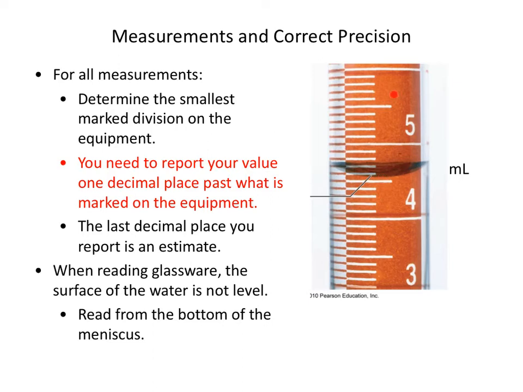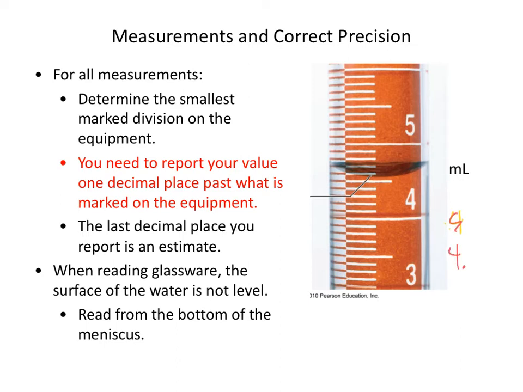And so if I was going to read this particular graduated cylinder, the markings are in milliliters, and so these big lines are milliliters. I have 4 milliliters, 5 milliliters, 6 milliliters, and so these smaller lines represent tenths of a milliliter. So because the tenth of a milliliter is marked, I should record one past that. So I should record my value to hundredths of milliliters. And so we can be sure about the ones place and the tenths place, right? We're in between 4 and 5.